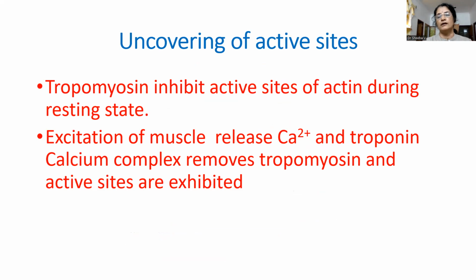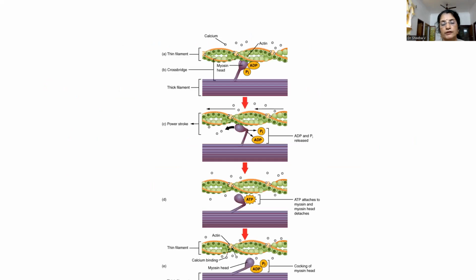Normally, during the resting state, active sites are inhibited by the tropomyosin. When the calcium is released, tropomyosin is removed from the active sites and the active sites are exposed. During this time, the myosin cross bridge can attach to the active site. For this attachment, one molecule of ATP should bind to the cross bridge of the active myosin head. By this energy, the myosin cross bridge binds to the active site.